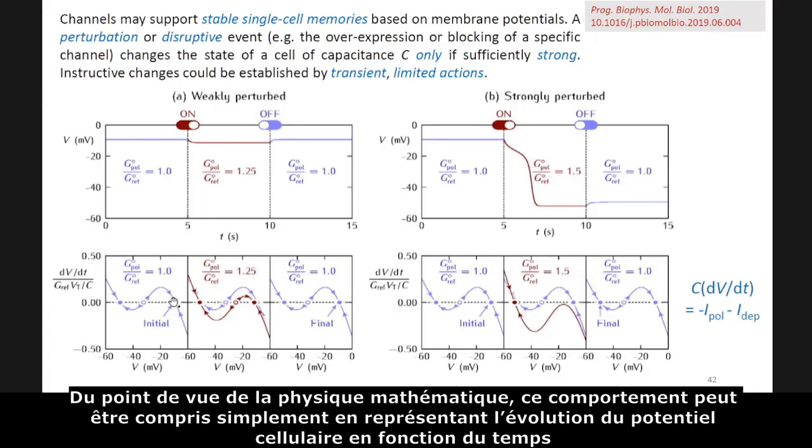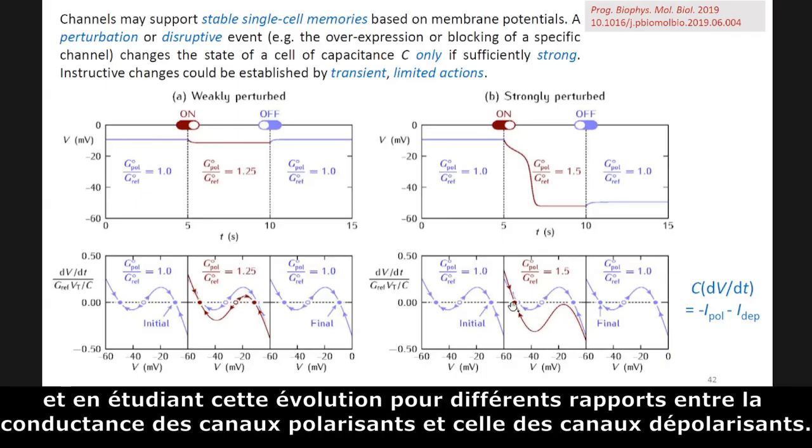From the point of view of mathematical physics, this can be understood simply by plotting the change of the cell potential with time and trying to obtain these changes for different ratios, for different relative values between the polarizing channel conductance and the depolarizing channel conductance.